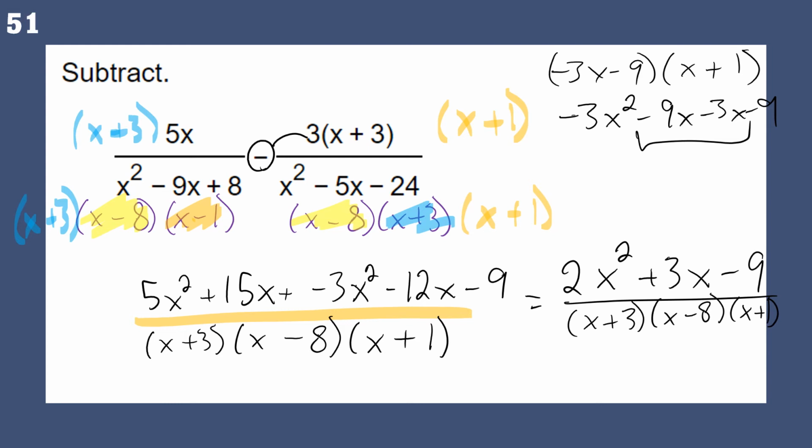Now, it's pretty clear to me, and hopefully it's not too scary for me to try to convince you, that x minus 8 is not going to work. And also that x plus 3 will not work. That's my default guess. I think x plus 1 is going to be the one that works. But let's find out. What we're going to do is try to factor the numerator and see what we get.